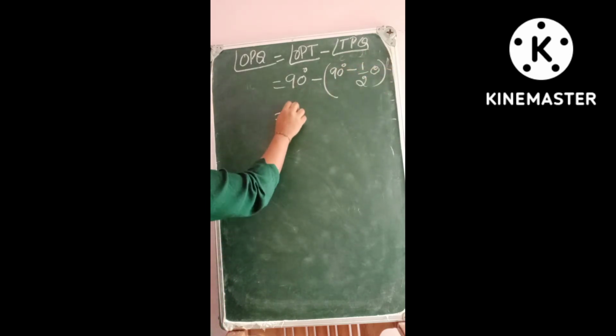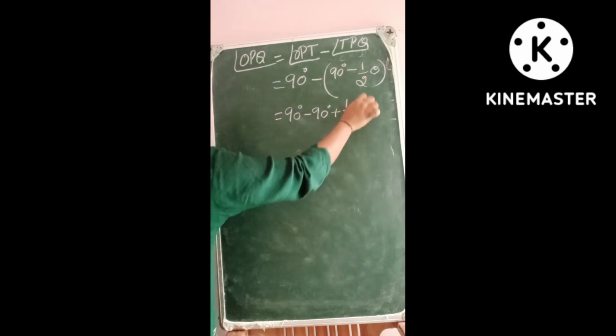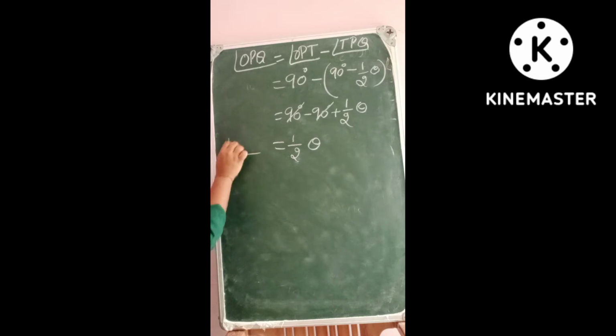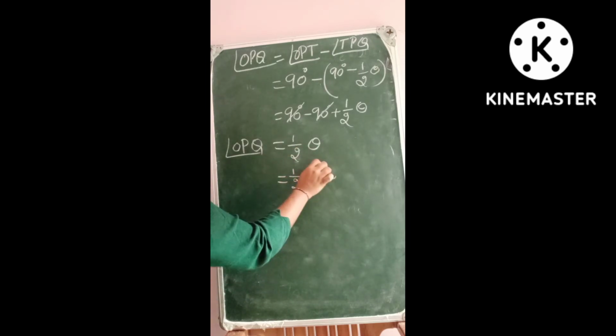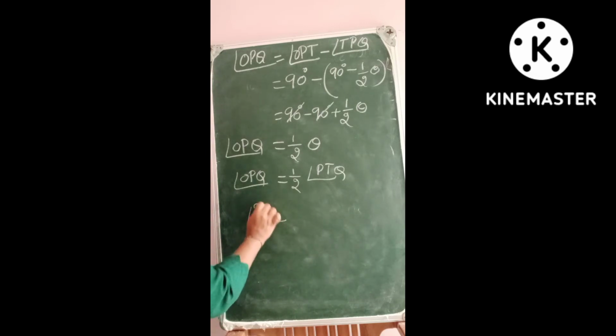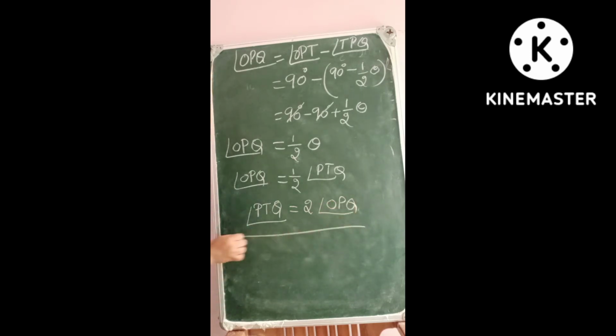Now we can write this as 90 minus 90 plus, minus into minus is plus, plus half of theta. So these two get cancelled, remaining is half of theta. That is angle OPQ is equal to half of theta. But we have considered theta as angle PTQ. So we can write angle PTQ is equal to 2 into angle OPQ, which is the required solution here.